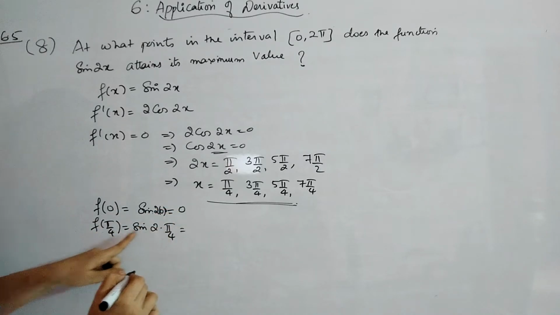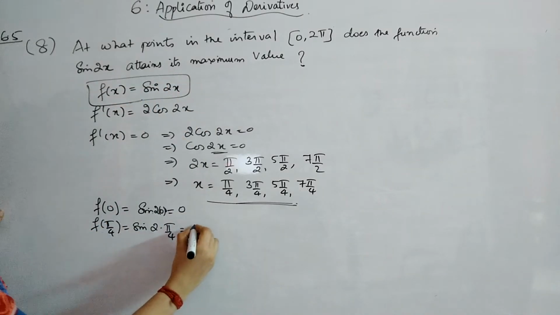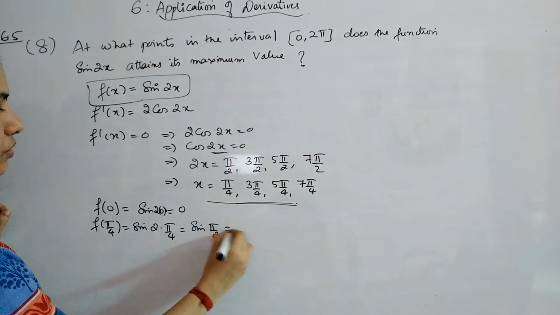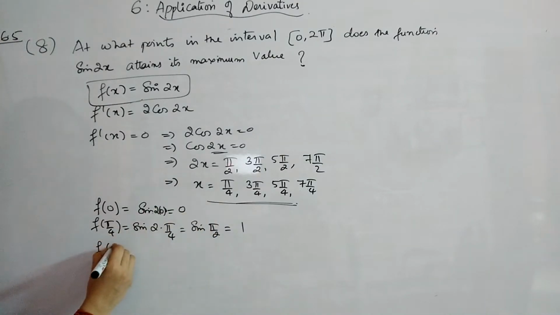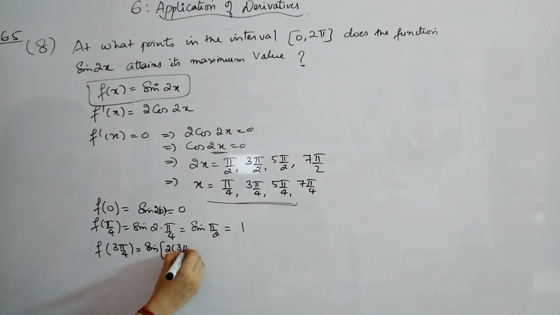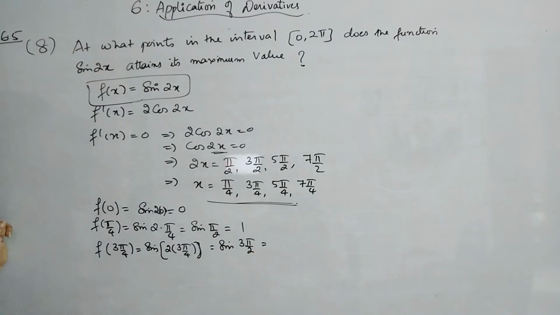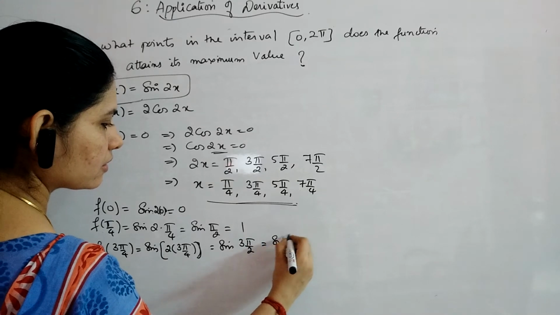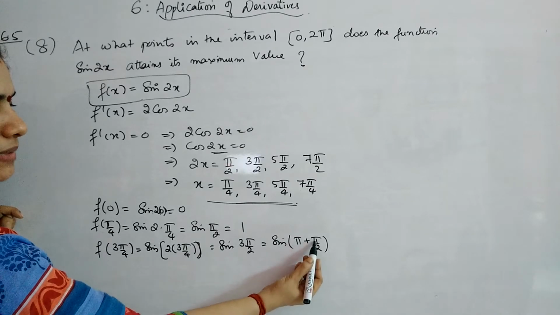Now f of pi is sine of 2 into pi by 2, which is sine pi by 2, sine 90 degrees. Next, you have to check for f of 3 pi by 4. So sine of 2 into 3 pi by 4 will give you sine 3 pi by 2. Now how can you represent sine 3 pi by 2? It is pi plus pi by 2, which will give you 3 pi by 2.